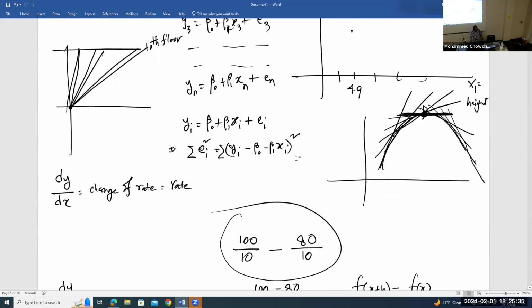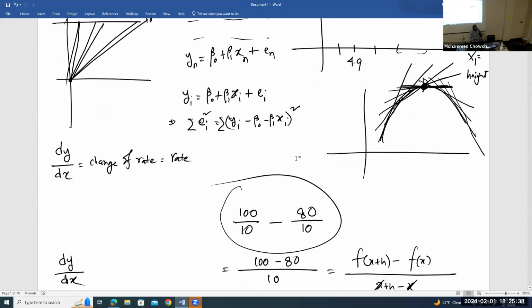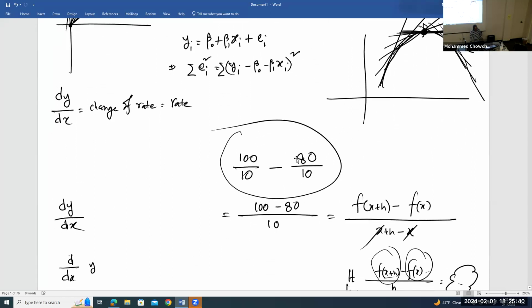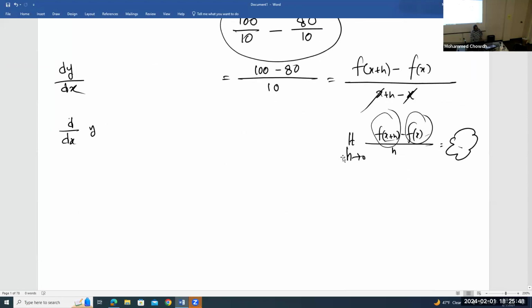So now I give you what is rate, and what is minimum, maximum, and what is dy/dx of y. Okay, what is d/dx of y? Now I want to find the solutions for that one. This is the sum of e_i squared, i goes from 1 to n, of (y_i minus beta 0 minus beta 1 x_i) squared, which is known as the sum of squares of error.